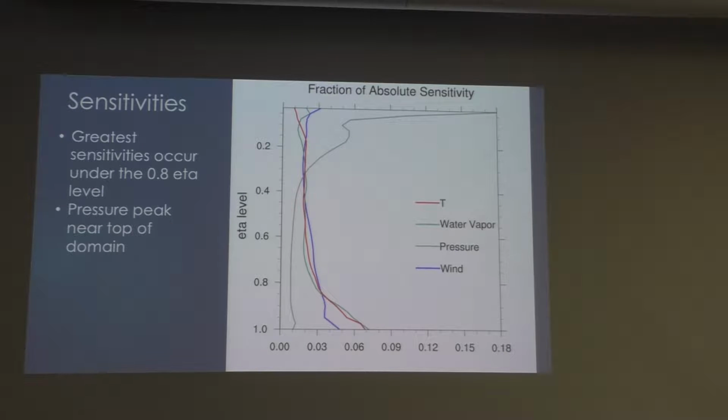So this is the fraction of the absolute sensitivity at any given level, going from the surface to the top of our model. And at least for temperature, water vapor, and wind, we see that these are all maximized in the lower part of the atmosphere. Pressure is doing something different, and I haven't quite physically figured how to interpret that yet, but at least for the more classic perturbing variables, they are all maximized in the lower atmosphere.